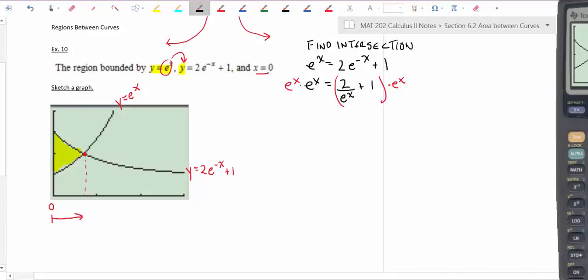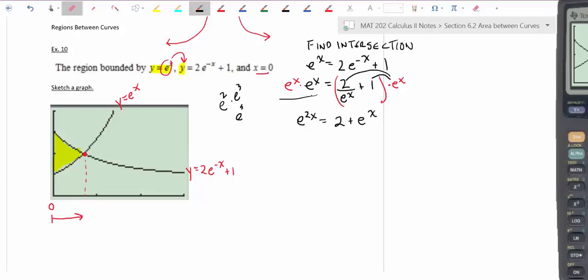Okay, remember you add the exponents here. When you're doing a problem like this, that's no different than having e to the second times e to the third. That's e to the fifth. So this is going to be e to the 2x. When you multiply this times this, the e's are going to cross out, leaving 2. And then you're going to have plus e to the x like that. Okay, now this is actually quadratic in form.